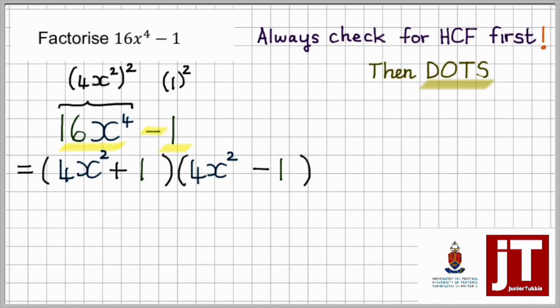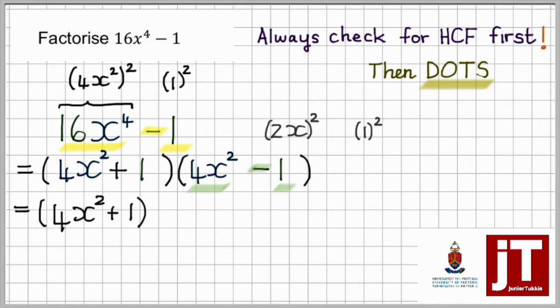Now you might want to stop here. Do not stop. Look at the problem to see if you can factorize further. The second bracket contains a minus sign and 2 terms, so maybe we have another difference of 2 squares. We can obtain 4x to the power of 2 by saying 2x squared, and we can obtain 1 by saying 1 squared. So here we again have the difference of 2 squares.